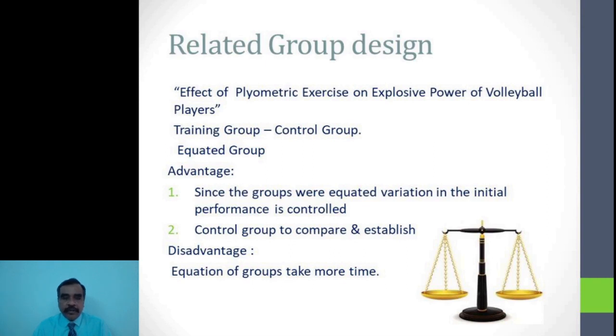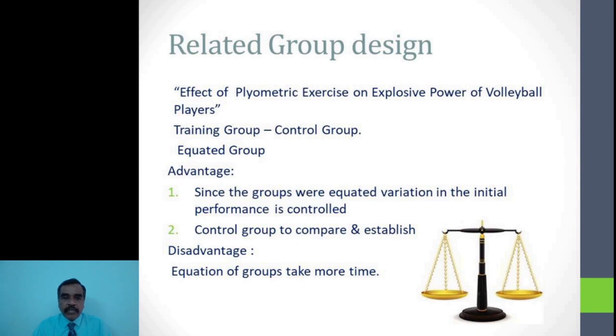So the group means will be equal at the division of the groups, whether to the training group or to the control group. The means of the training group and control group will be equal, so it is called the equated group or related group design. Advantages: since the groups were equated, variation in the initial performance is controlled. So there are no other influences, because both groups are equal at the start of the experimental training.